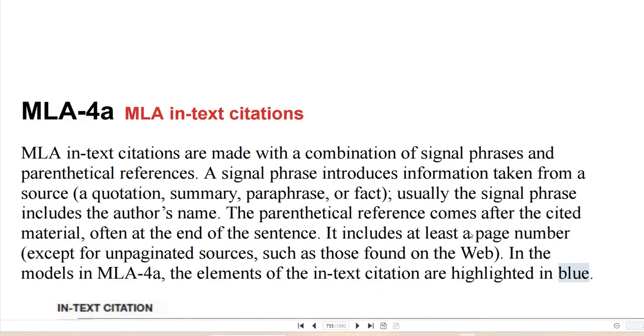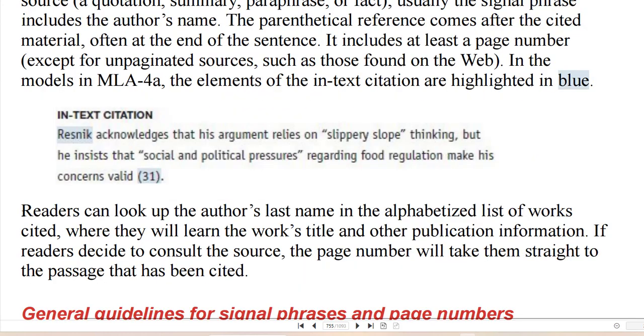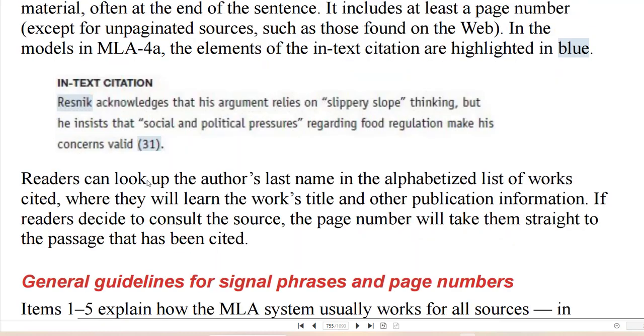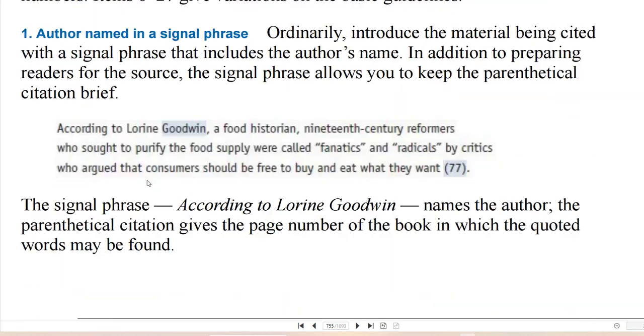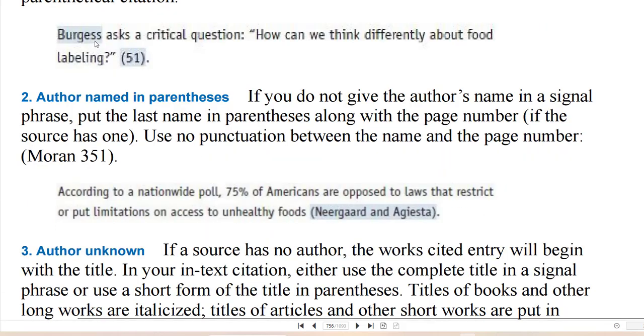And so your in-text citation is going to be your author name and page number. And then you use a signal phrase like "according to." So that is a signal phrase. Or "Burgess asks a critical question." And then you have the author and then the page number.